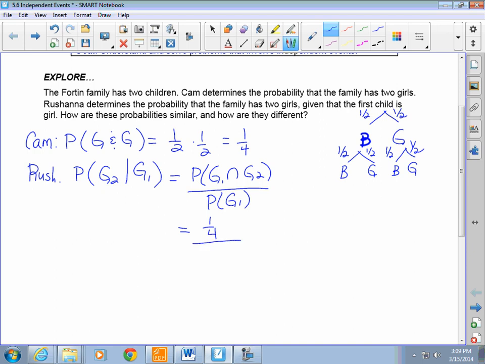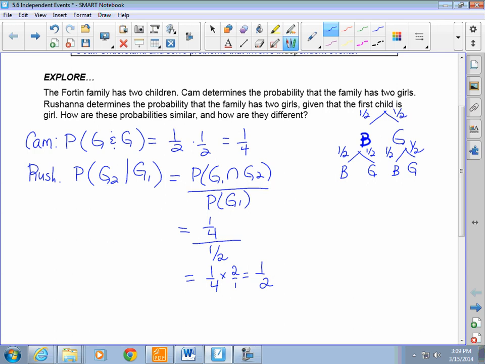I'm dividing that by the probability that the first child was a girl. First child a girl was 1/2. So that's the same as 1/4 times, if I'm dividing by 1/2, I'm multiplying by 2, so that equals 1/2. So our probabilities are a little bit different because that second one has that condition on it. The probability that both of your children are girls is 1 in 4.